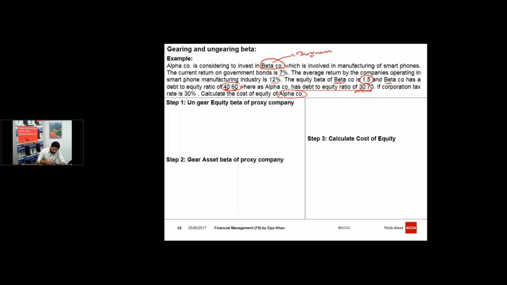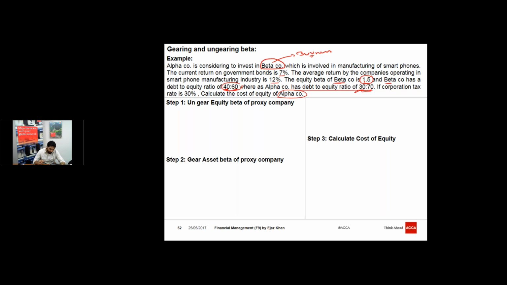Okay, so we can't use Beta Company's equity beta because it does reflect the business risk which will be faced by Alpha Company, because Beta Company and Alpha Company will be in the same business, so therefore it will have the same business risk. But since Alpha Company is less geared than Beta Company, it has a lower financial risk. So we can't use the equity beta of Beta Company for Alpha Company.